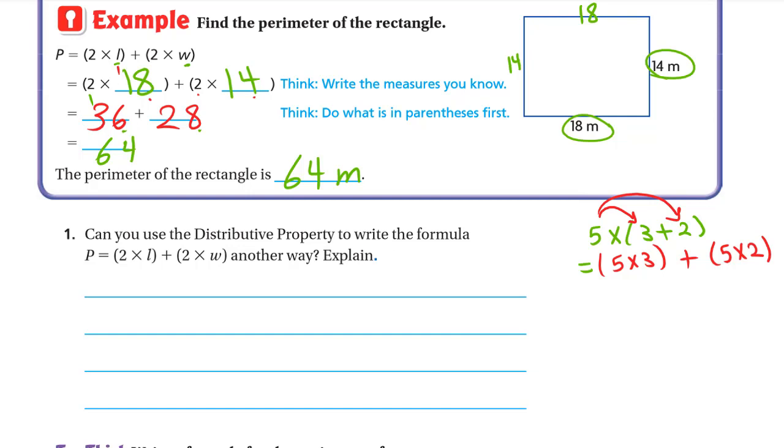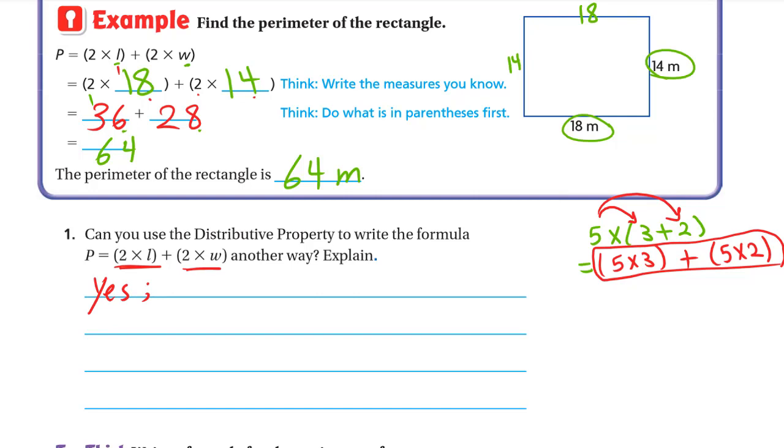So if we look here, 2 times L and 2 times W, it looks like the 5 multiply 3 and 5 multiply 2. So what happened here is we put the 5 out, and 3 plus 2 inside. So here we can also do the same. We can put the 2 out, and inside the parentheses we write L plus W. So can we use the distributive property here? We write yes.